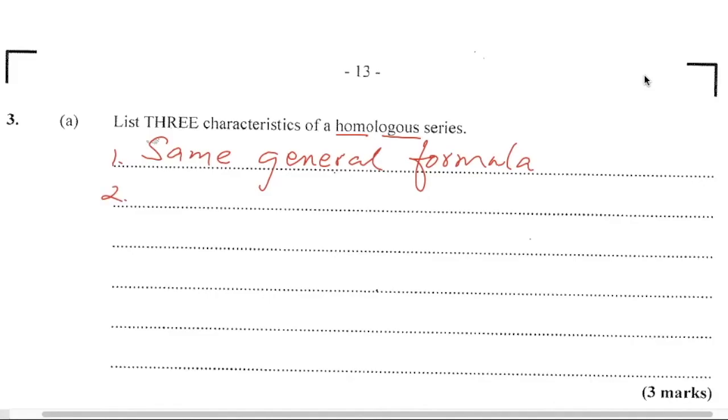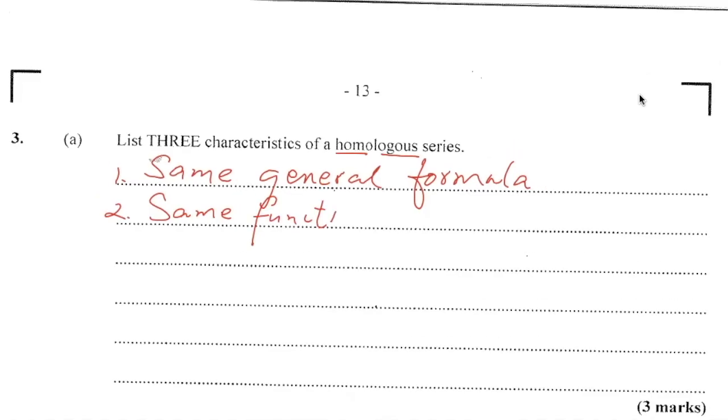They'll also have the same functional group. And the functional group is the part of the molecule that gives it its characteristic chemical properties. That's the part of the molecule where a chemical reaction actually takes place. Members of the same homologous series would have the same ending name.